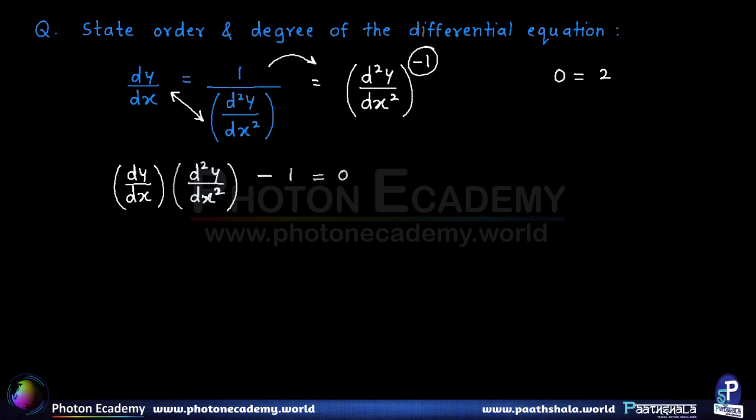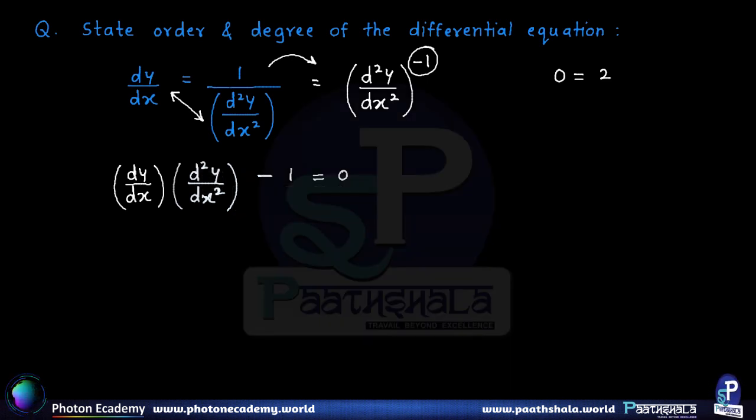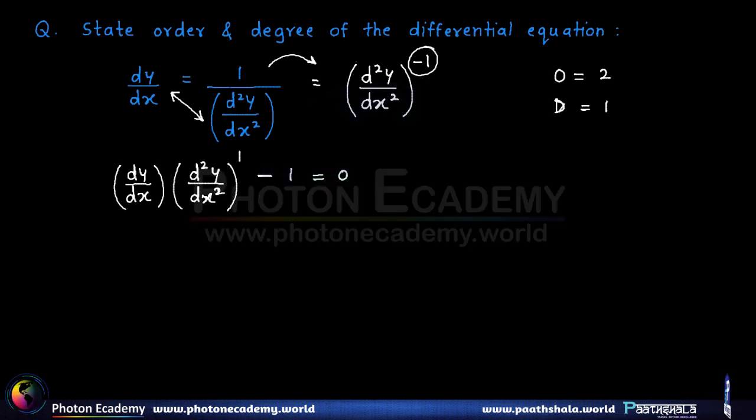Now we see that this can be thought of as a polynomial in derivatives, and all the powers are free from negative or fractional indices. So the degree of the highest order derivative, as we can see, is 1. So therefore the degree of the entire equation is also equal to 1. So that is how we find out order and degree of differential equations.